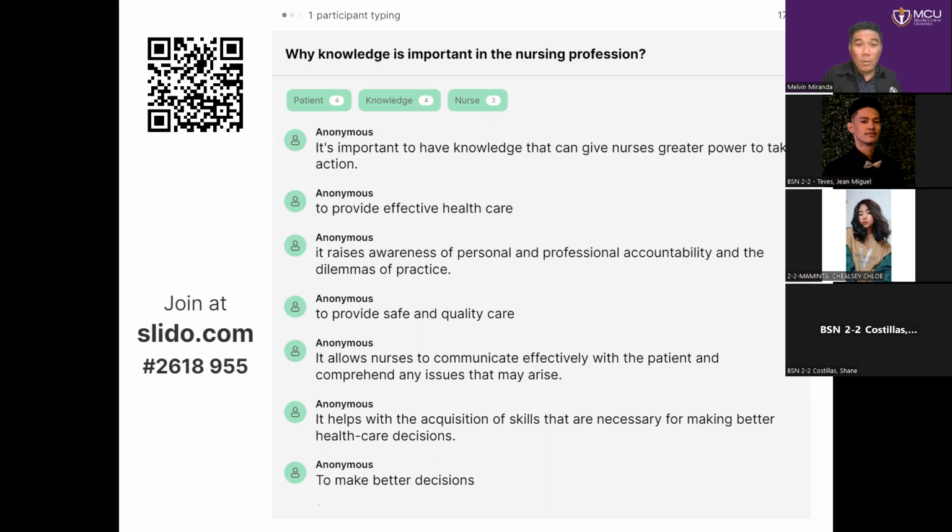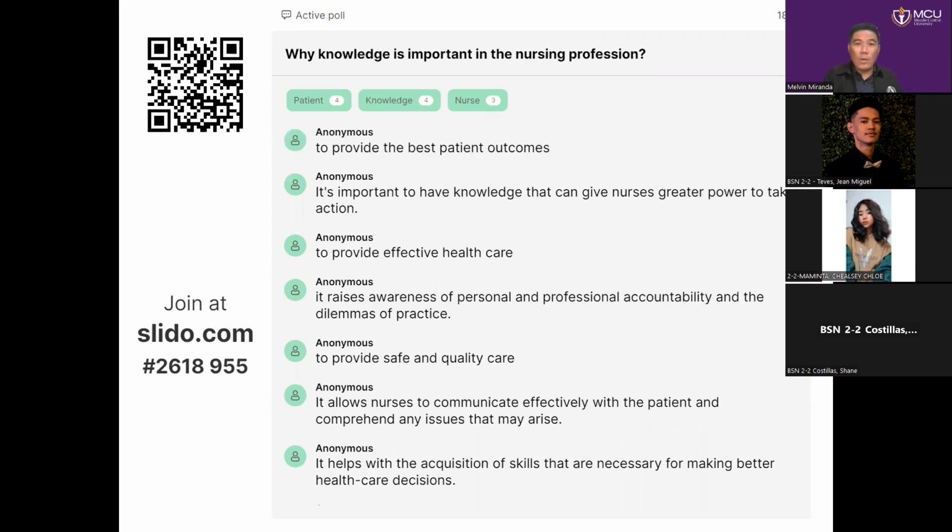It raised awareness on personal and professional accountability. I like this answer because the accountability itself matters in every decision that we perform or that we consider, because personal accountability is you will admit mistakes, and professional accountability is on how you will use the standards accordingly to your function.